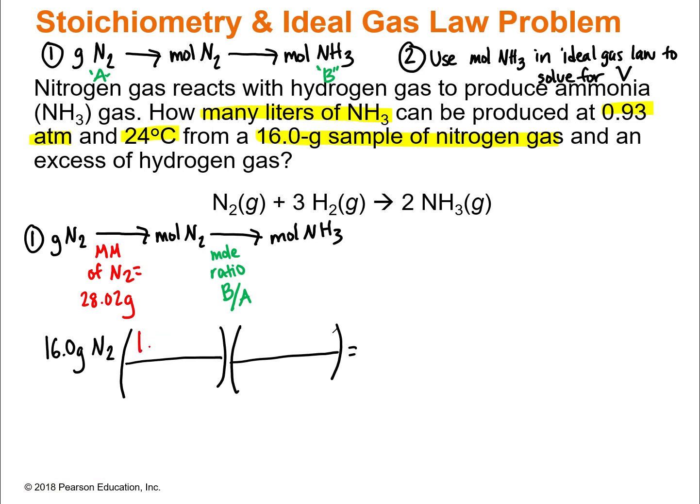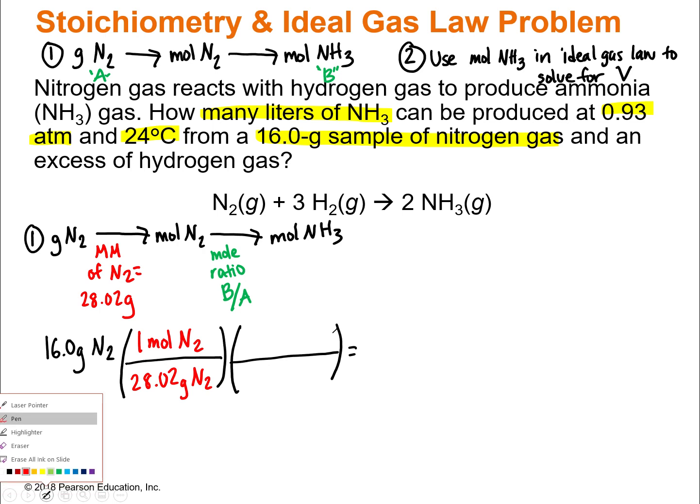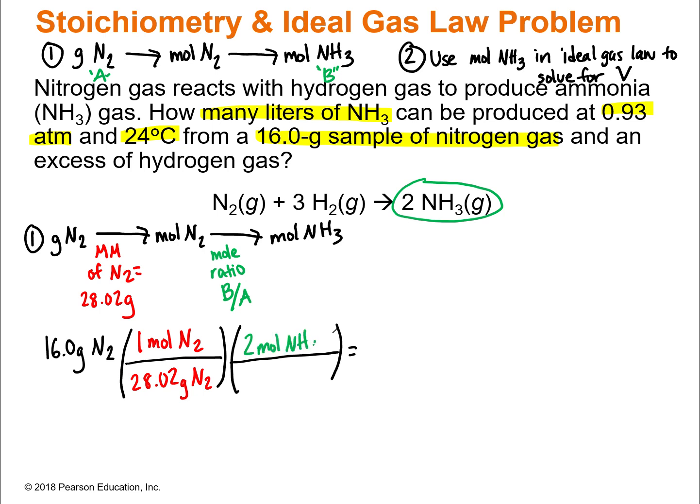We use the molar mass, 1 mole on top, grams on the bottom. Mole ratio, we're putting B, which is our ammonia, on top. You look at the chemical equation, there's a 2 in front of it. So you write 2 moles of ammonia on the top. You look at nitrogen, there's no coefficient in front, so that's just 1 mole.